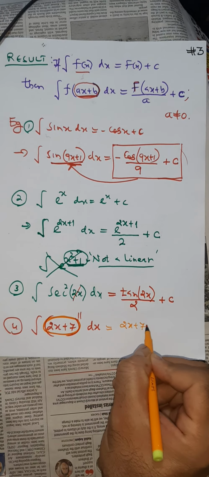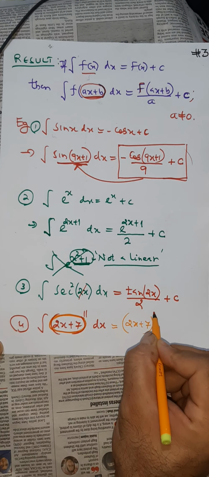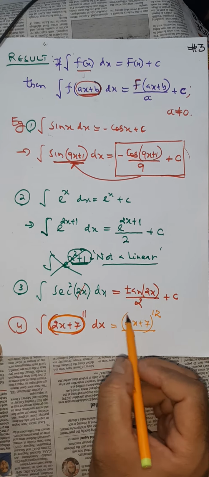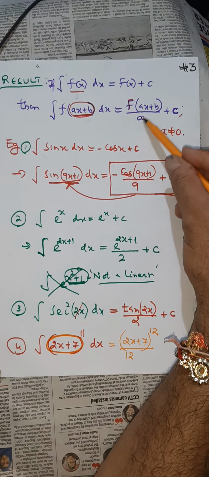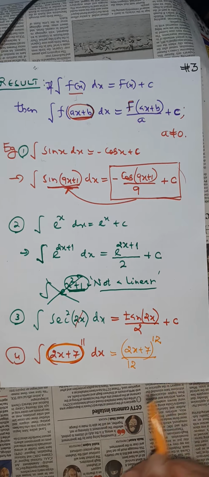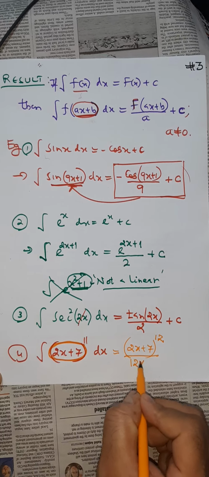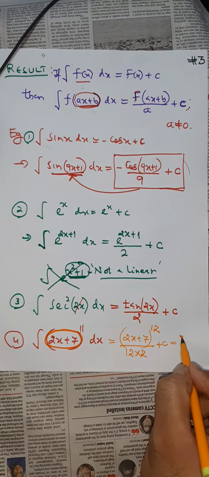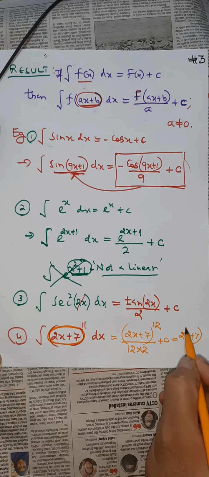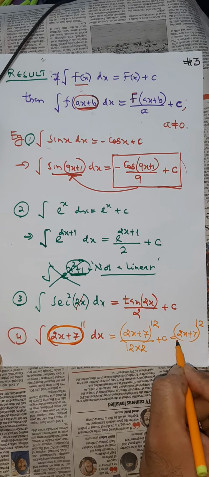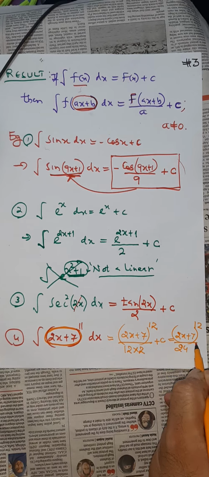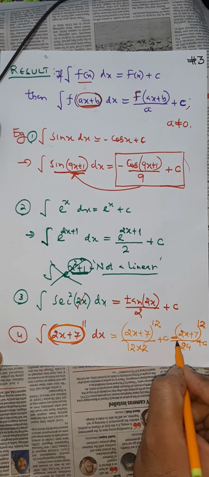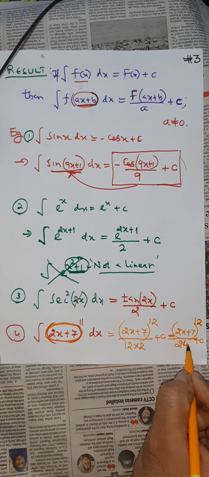So 2x plus 7 raised to 11. Raise the power by 1, so 12 upon 12. As per this result, upon the coefficient of x. What's the coefficient of x here? 2. So into 2 plus c. So your final answer is 2x plus 7 raised to 12 by 24 plus c. This is your answer. You differentiate this by chain rule, you will get exactly this. You can verify.